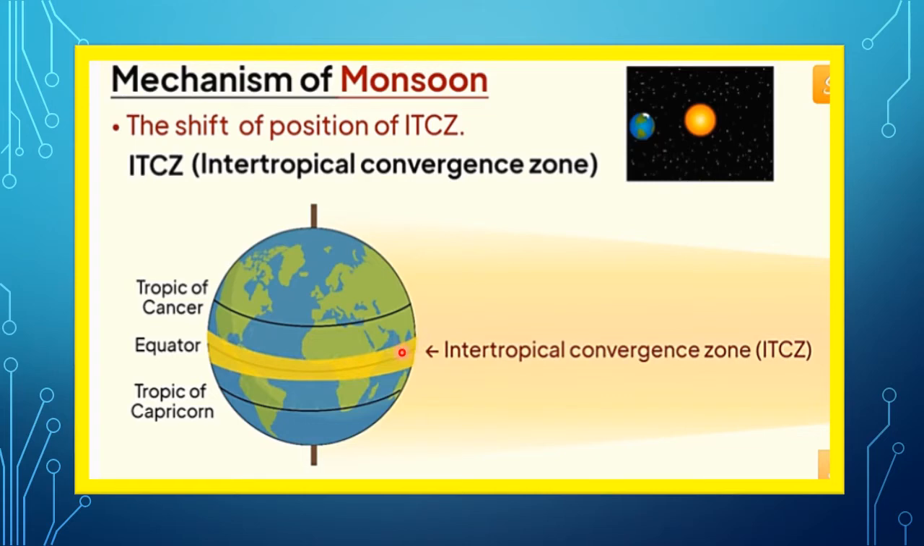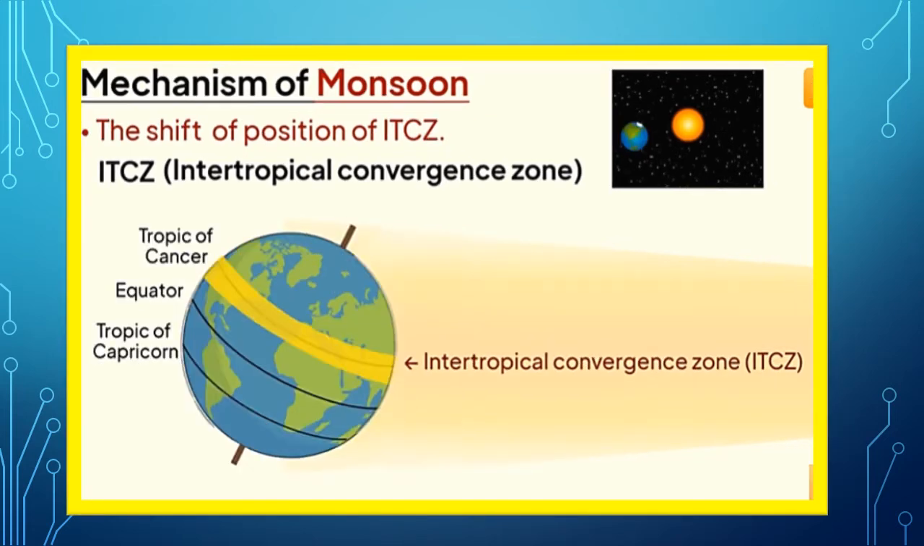So winds from high pressure belts start to come towards the low pressure belts. Now which winds come? Northeasterlies and southeasterlies. They come and meet at the equator, converge, forming an intertropical convergence zone, and this zone keeps shifting.